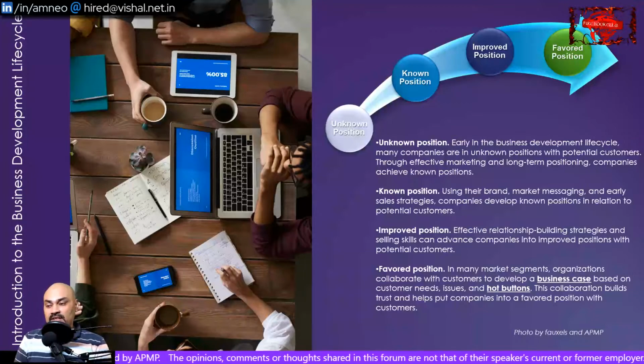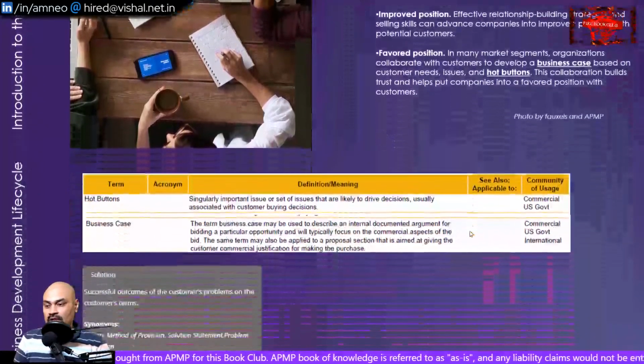The process applies not only if you're setting up a new business. Perhaps you are setting up a business that is already established, at the favored position, and you bring in a new product or new service. You start from an unknown position and you start developing yourself, and so on. So that's how it is.